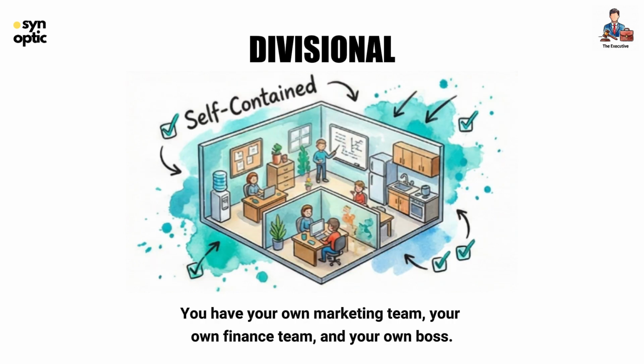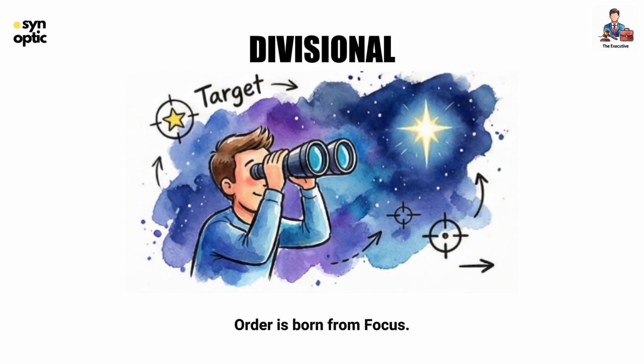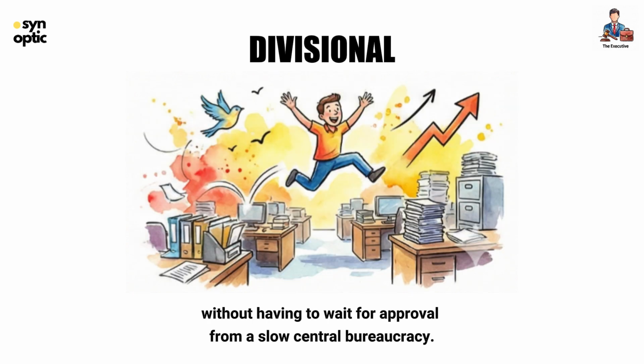You have your own marketing team, your own finance team, and your own boss. You don't need to worry about what happens in Product B division. Order is born from focus. Each division has its own targets and can move fast like a small startup without having to wait for approval from a slow central bureaucracy.